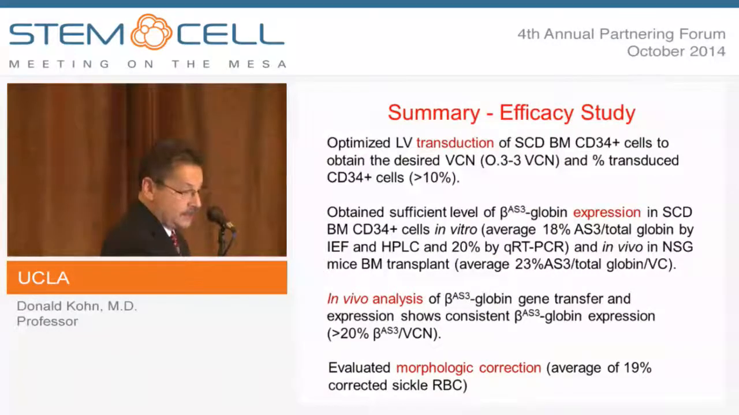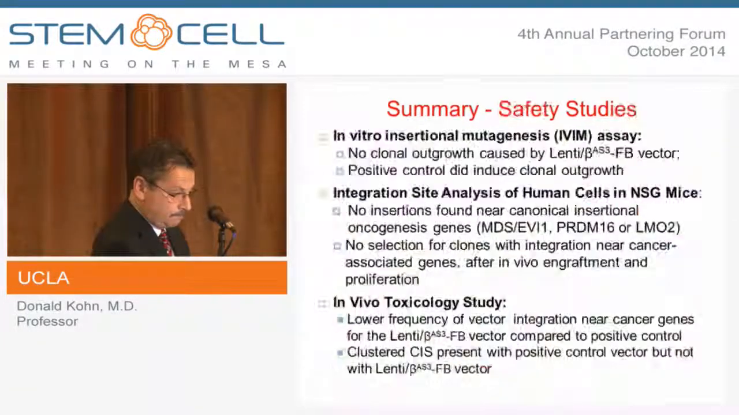And we also obtained this level transplanting the cells into immune-deficient mice. And then in vivo analysis of the beta-globin gene transfer showed consistent beta-globin expression. I didn't show it here, but we've evaluated morphologic correction. In fact, it just seems that every red cell that comes from a modified stem cell is resistant to sickling. So we have potent anti-sickling activity in the red cells coming from the modified stem cells.